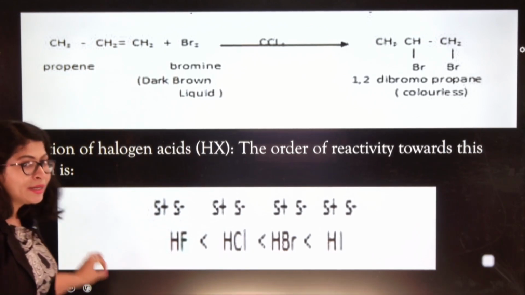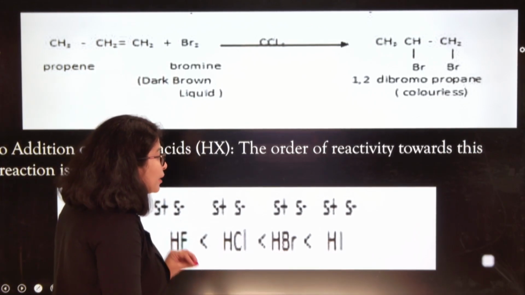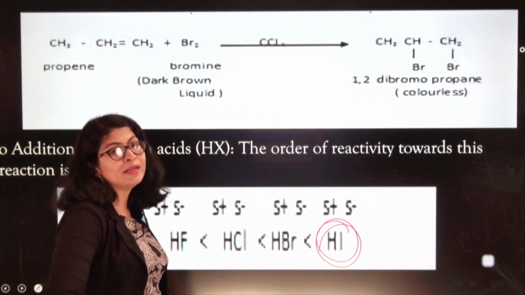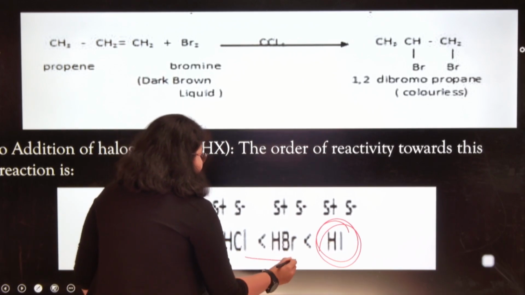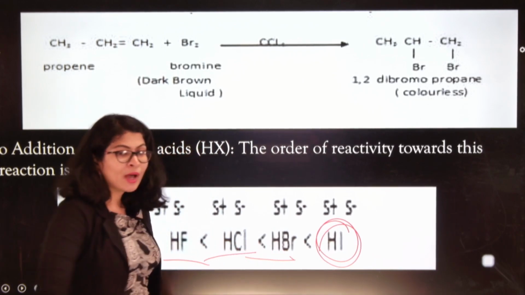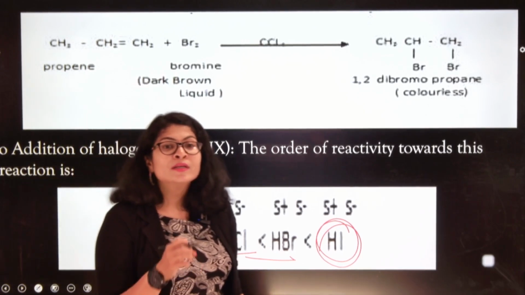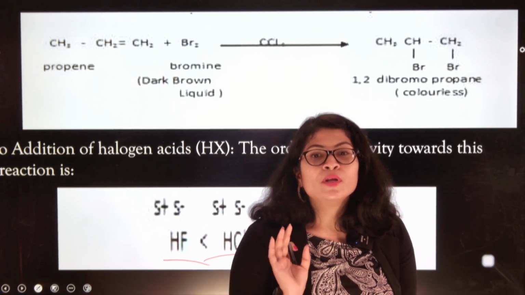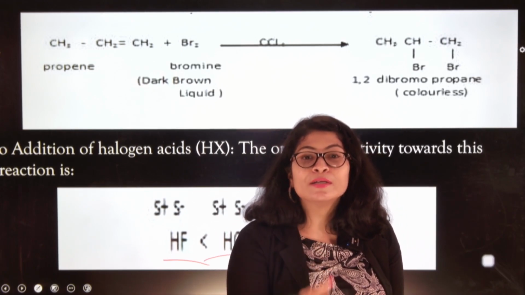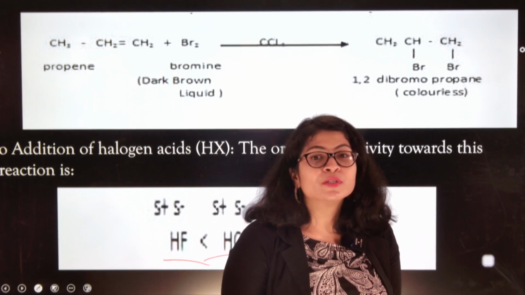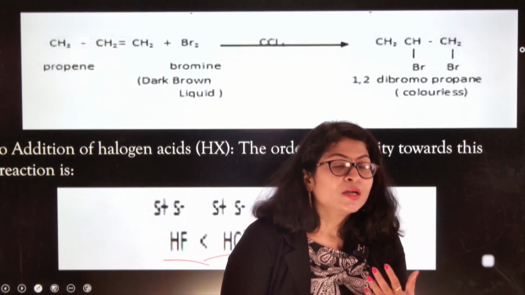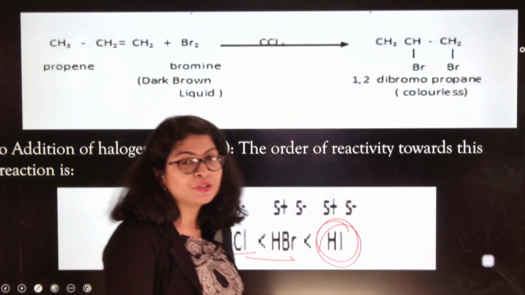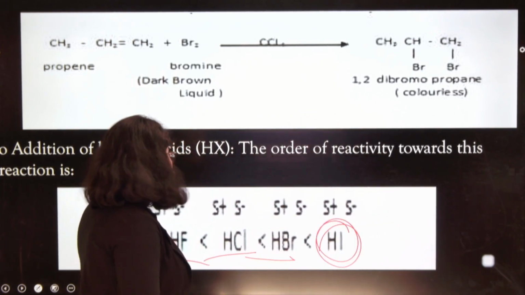The order of reactivity usually followed, if addition has to take place, is that HI will have the highest tendency of getting added, followed by HBr, then HCl and HF. Why? Because fluorine is very small in size and highly electronegative, and HF forms hydrogen bonds between its own molecules. As a result of this hydrogen bonding and electronegativity, it is very difficult to break HF into its respective ions. Therefore, addition is very slow in case of HF.